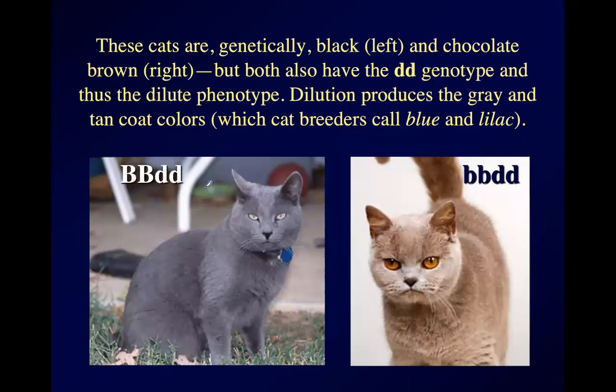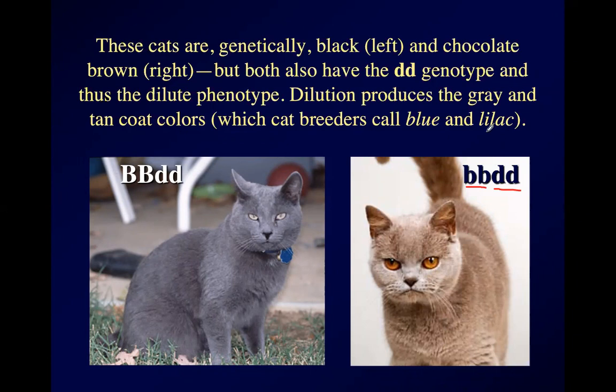So for example, the cat on the left is a black cat that is also homozygous for the dilute allele. This cat on the right is a medium brown cat who frankly looks really ticked off. But that's a medium brown cat who also is homozygous for the dilute allele. So this cat is no longer medium brown. It's a different shade of light brown with these copper colored eyes. And cat breeders refer to this as lilac for whatever reason. I don't know why they call it that.